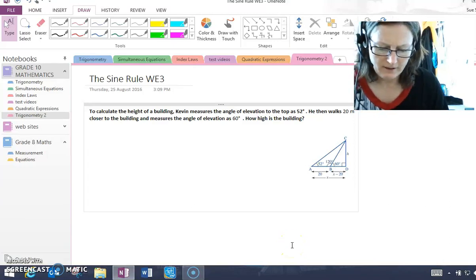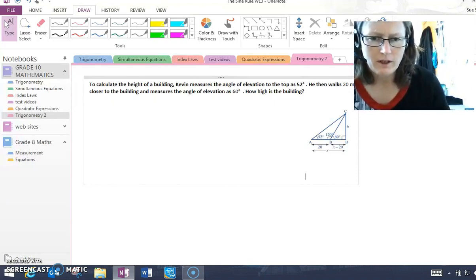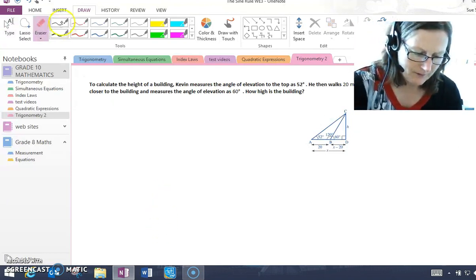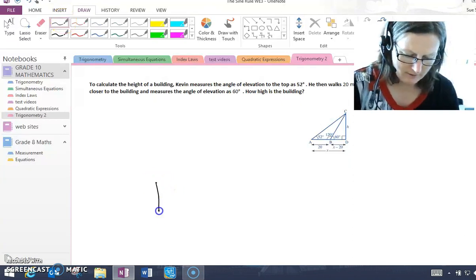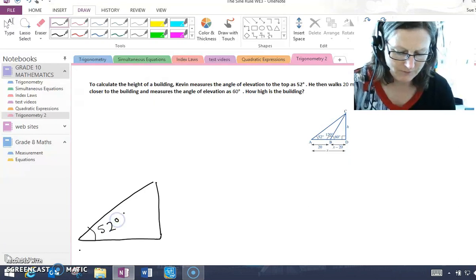Okay, this is another sine rule problem, but it is quite difficult. To calculate the height of a building, Kevin measures the angle of elevation to the top as 52 degrees. So if we draw down here, Kevin is standing out here. The angle of elevation is 52 degrees.